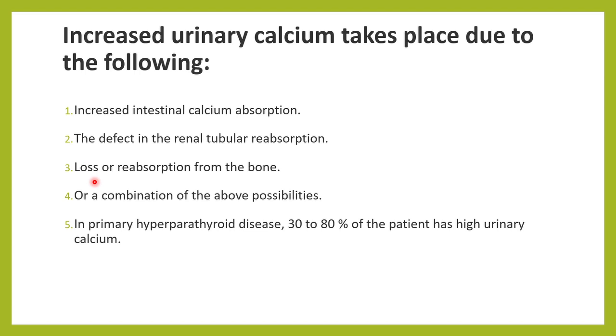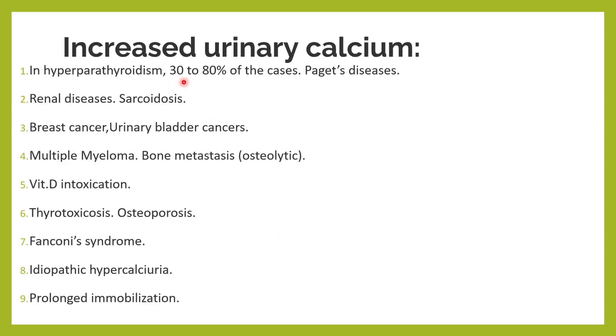So, in primary hyperparathyroidism, the patient will have high urinary calcium, because the increased calcium gets excreted in the urine because of the high level of calcium. The kidney will not be able to handle it. So increased urinary calcium can happen in hyperparathyroidism. In the majority of cases, this is the most common cause.